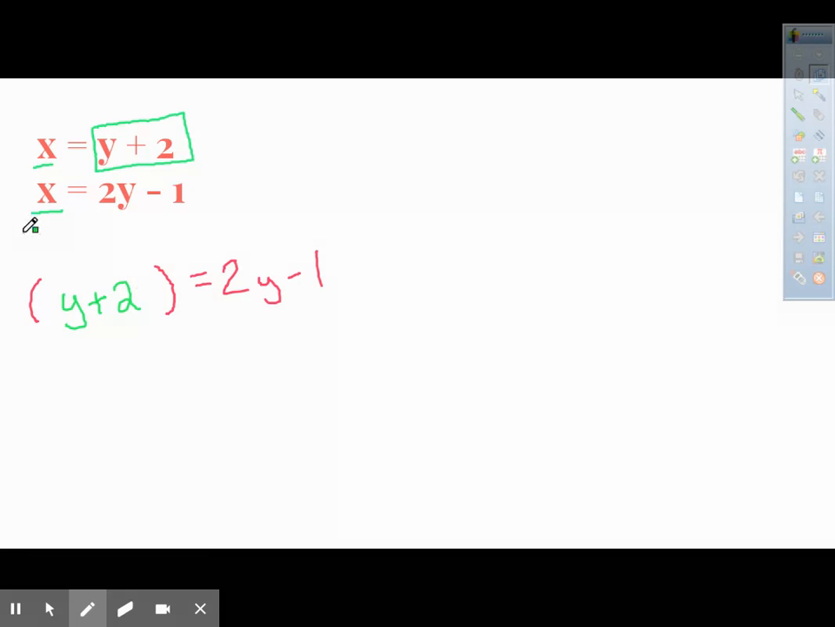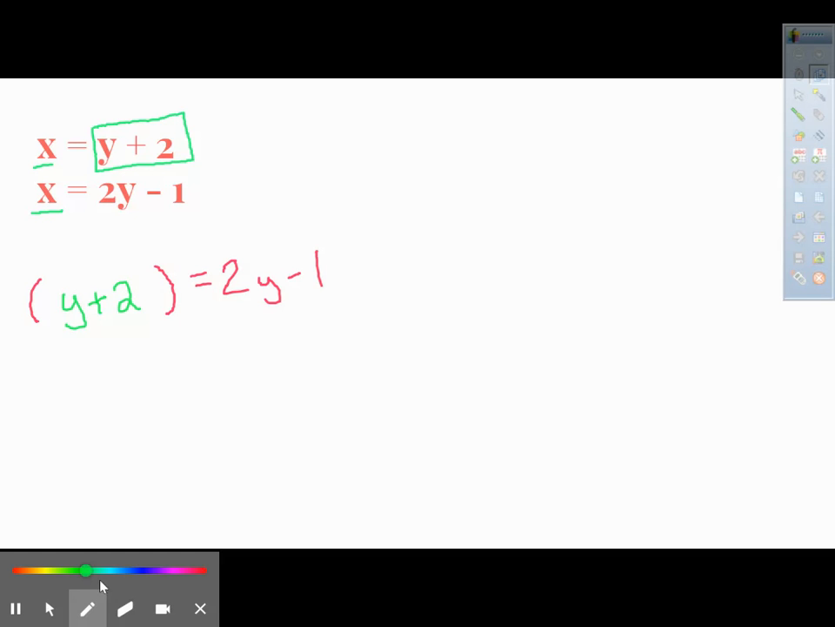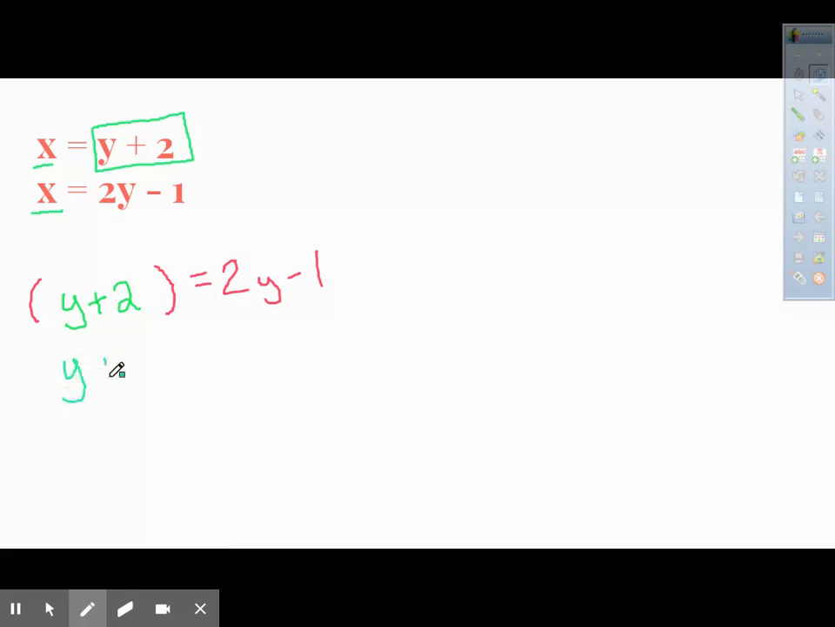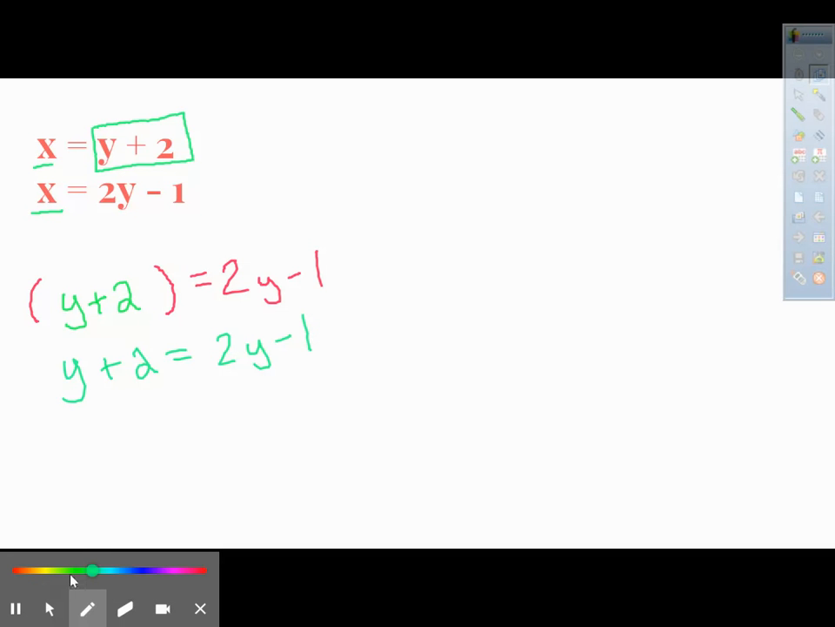Now, really what's in front of this x is a 1, so we're distributing the 1. 1 times y is y, 1 times 2 is 2. So you're really not doing anything new. So y plus 2 equals 2y minus 1. If you don't have anything in front of the x, like a number or a negative sign, you really don't have to put the parenthesis. It's there just in case there's something in front of it. All right, and now you solve it.